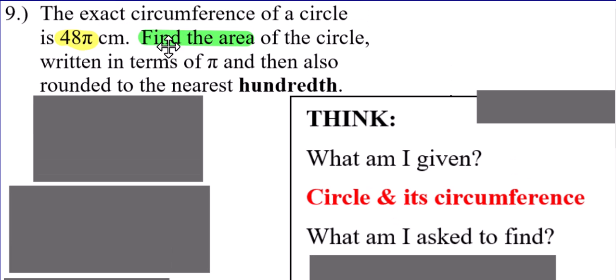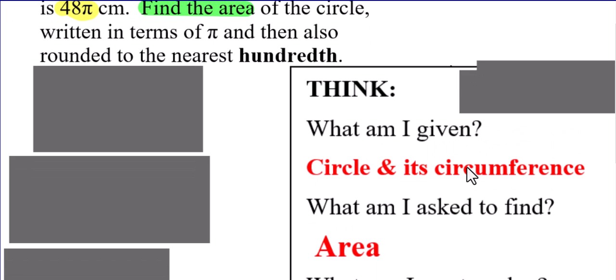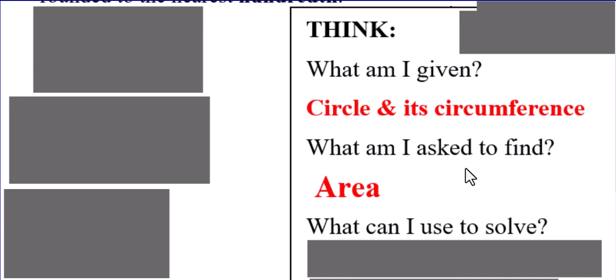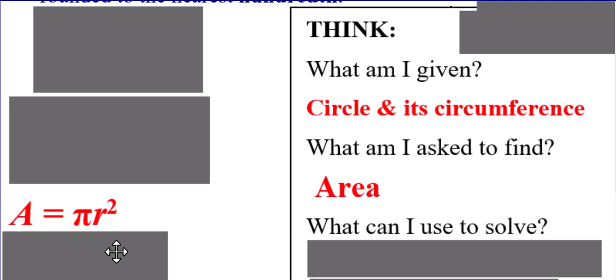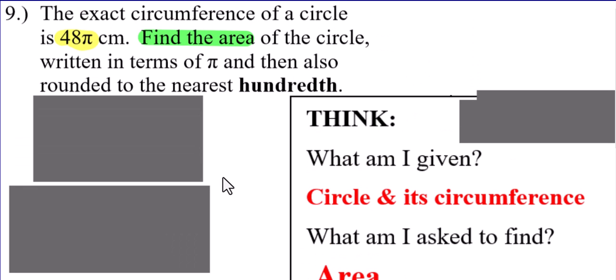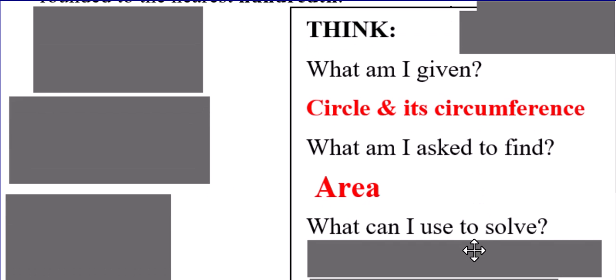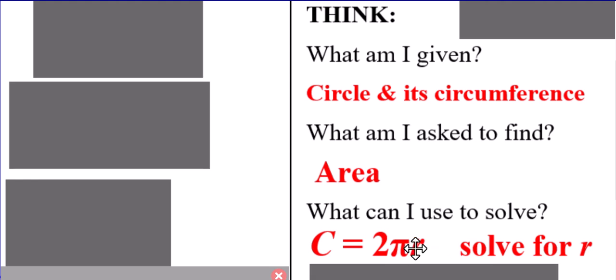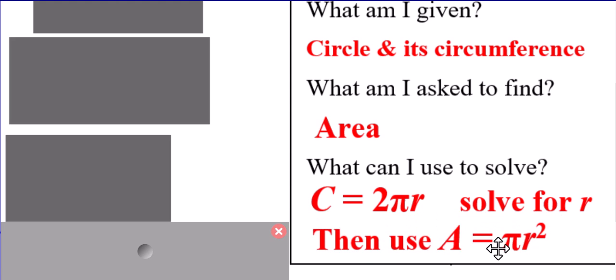What are we asked to find? We are asked to find the area. Now, how in the world are we going to get that? We will eventually have to use, spoiler alert, the area formula. But to get area, you need radius. They never gave me the radius. But think about this. You can use the circumference formula to solve for r, and then you can use A equals pi r squared to eventually get the area.